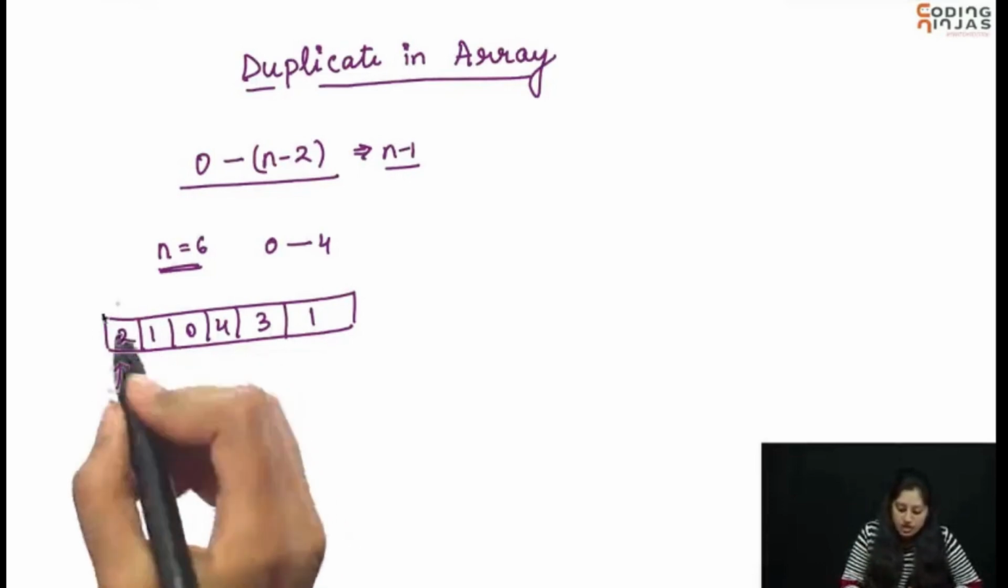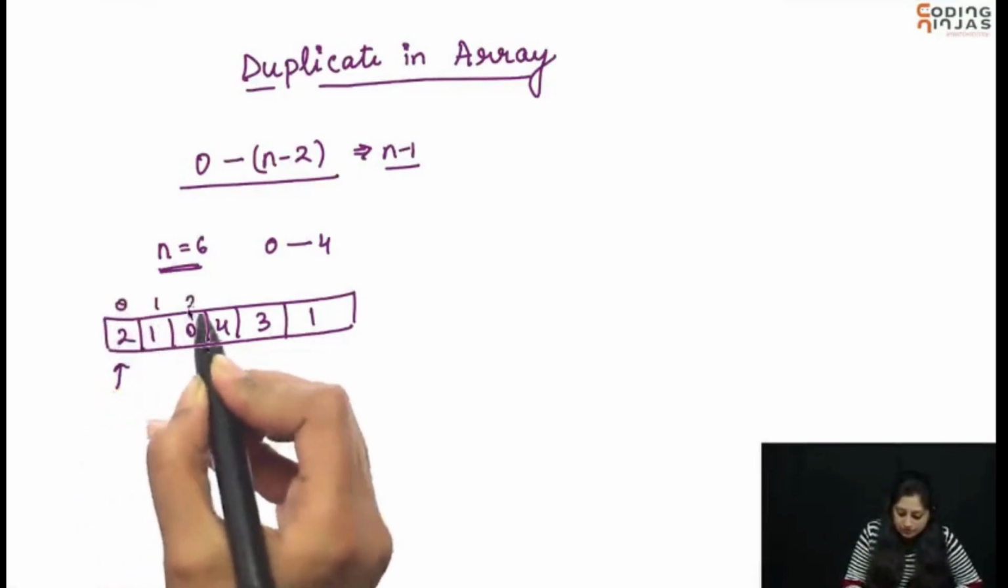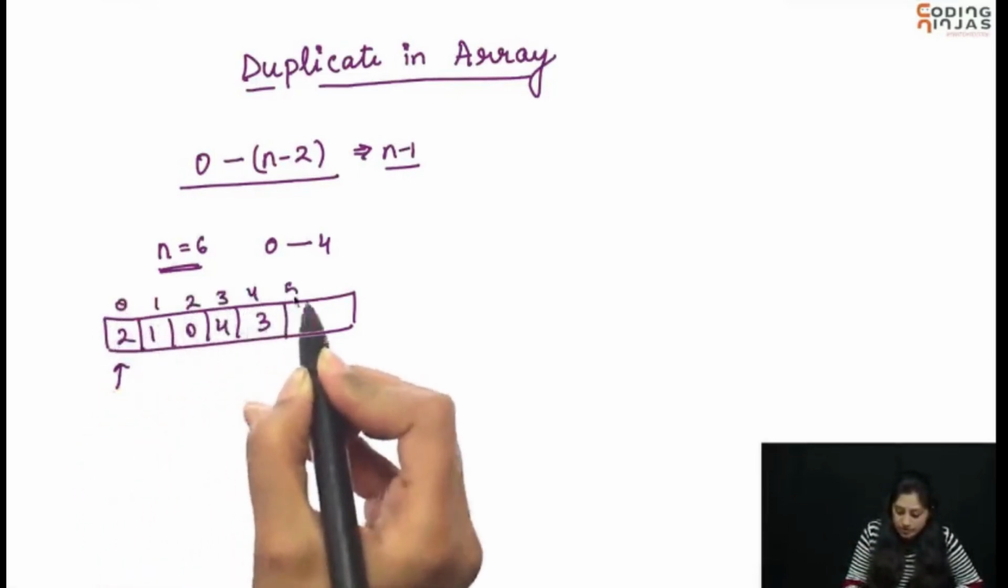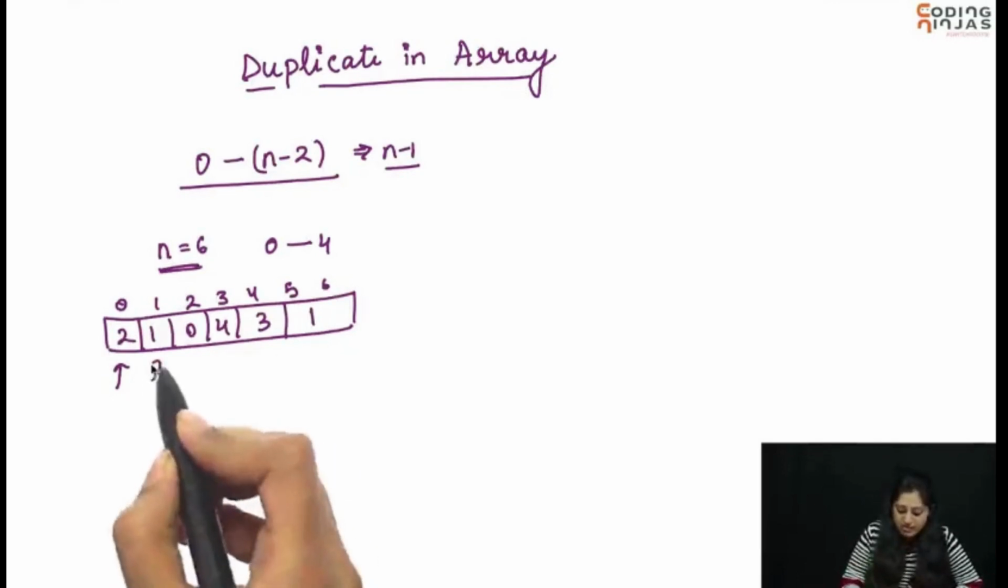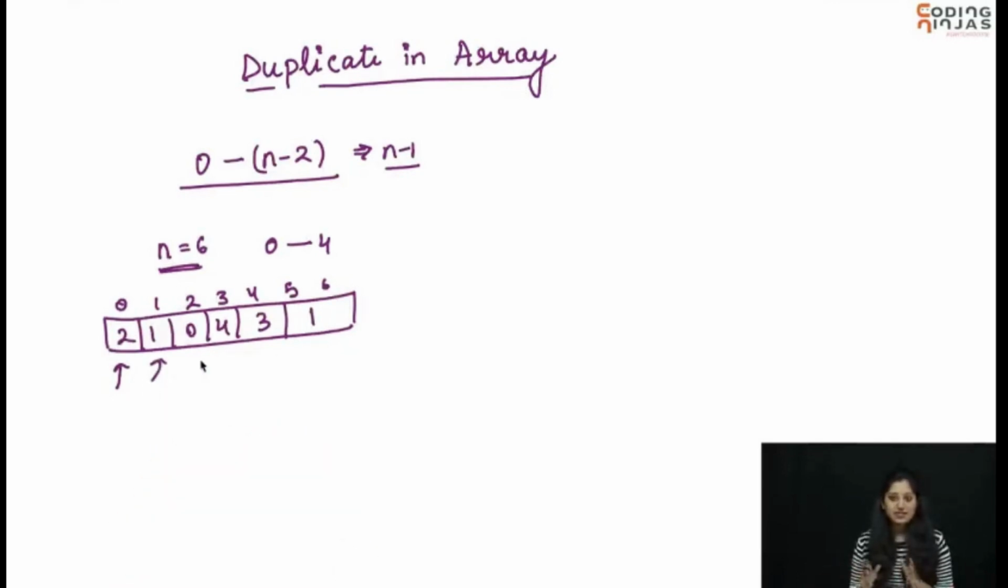So that means start with 2, right? Pick 2. Go and search for 2 in the complete array. So we will not find 2 again, right? 2 occurs only once here, so it's okay. So move to the next number, go look for 1. 1 is redundant, so you will find 1 twice, right?